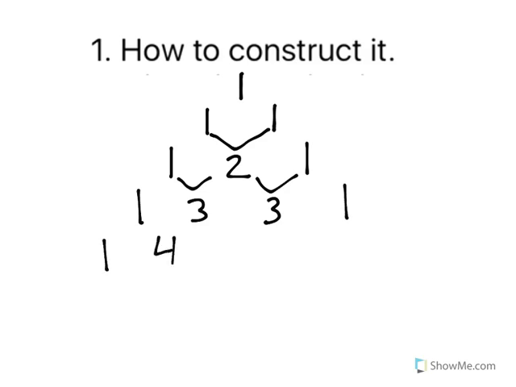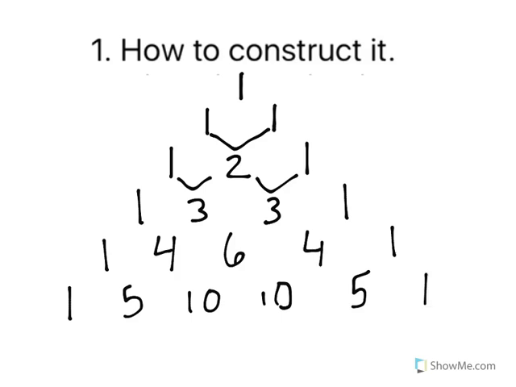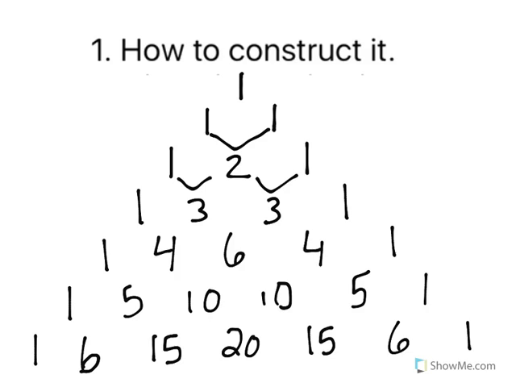Next, 1, 4, 6, 4, 1, then 1, 5, 10, 10, 5, 1. And the last one I could fit on here is 1, 6, 15, 20, 15, 6, and 1. And it would continue. So you always start and end with a 1, and you add the two numbers above it.